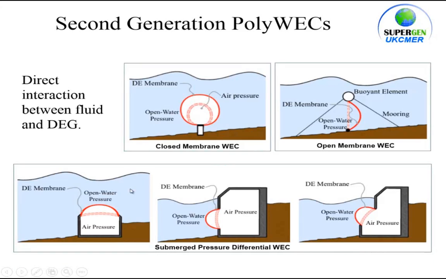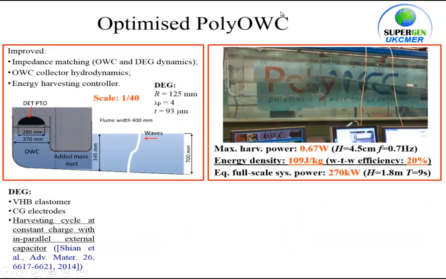Also, the more promising one of these, what we call second generation Poly-OWCs, where we actually have direct contact between the dielectric elastomer and the fluid. So we're moving on to looking at them.